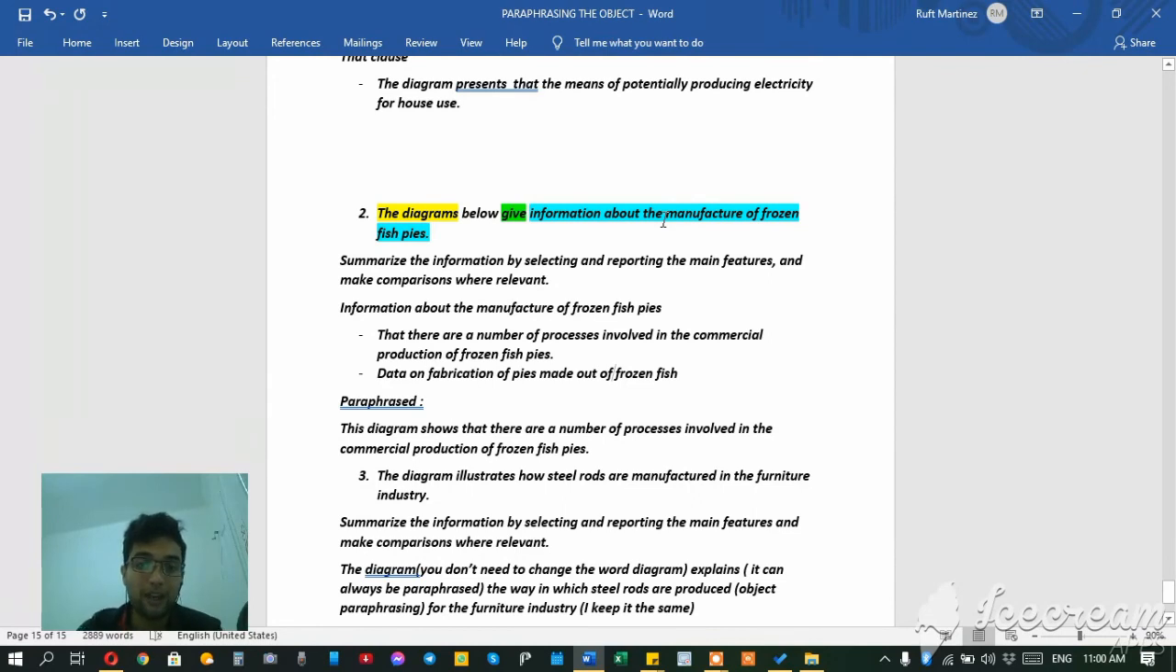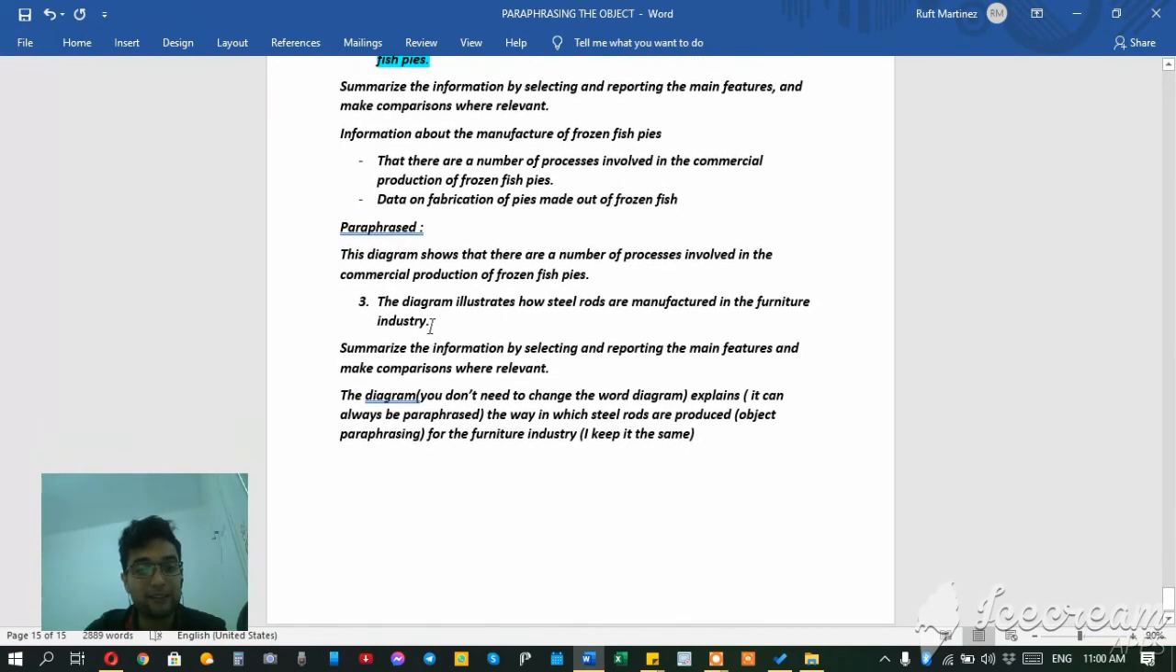So in order to do that, again, you have to have a little bit of good vocabulary. That's enough for you to do the rest. And that's how I did this one as well. This we've actually studied together. You don't need to change the word diagram or table. Explains can be changed all the time. Also, you can use the verbs, the way, the use, the means. Okay, you can use this.